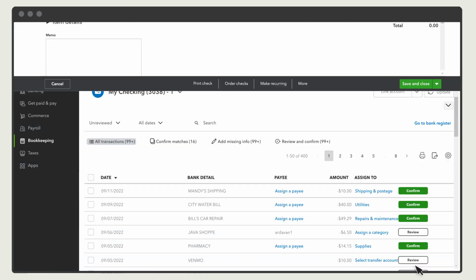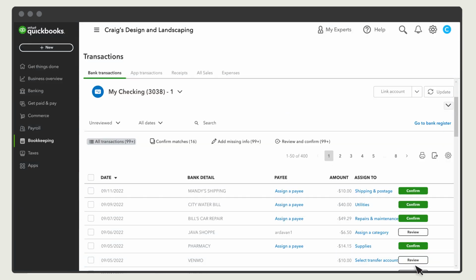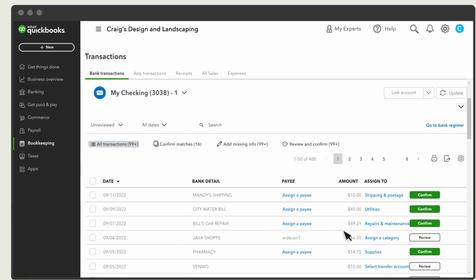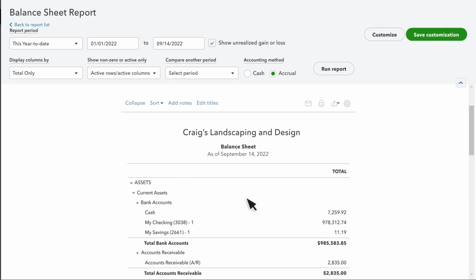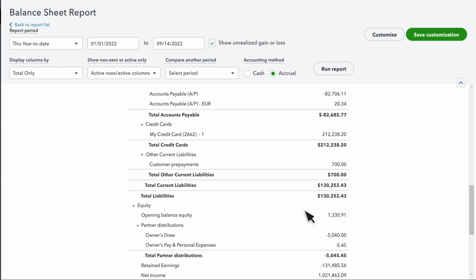Then save the check. Let's take a look at how these transactions affect your financial statements. Select Business Overview, Reports, Balance Sheet. The transactions decrease your bank account balance. That's good because the owner used money from the bank account to make purchases and pay themselves. The transaction also decreased equity. Equity is what the business is worth to the owner, and when the owner takes a draw or spends the company's money on themselves, the business has less value for them. So this makes sense too.